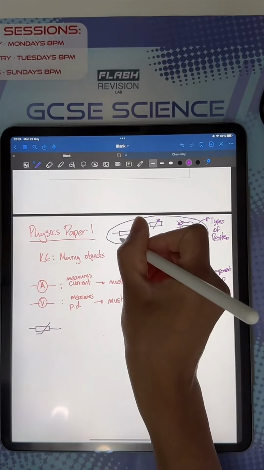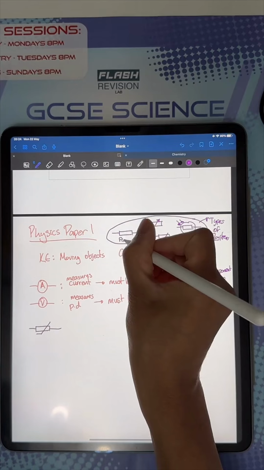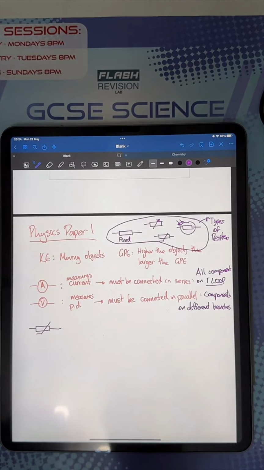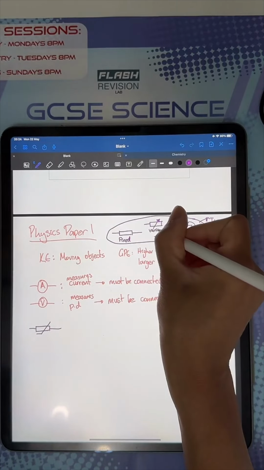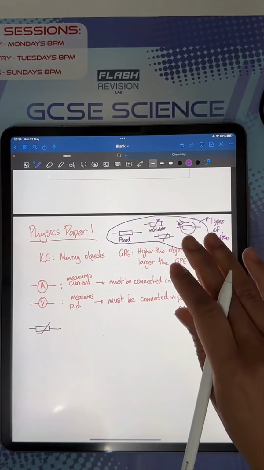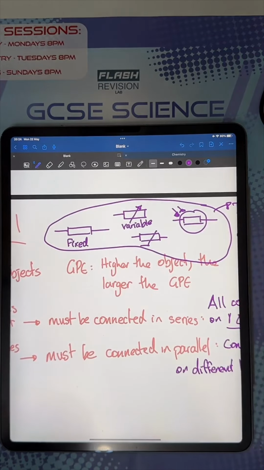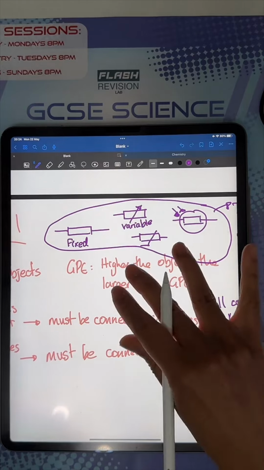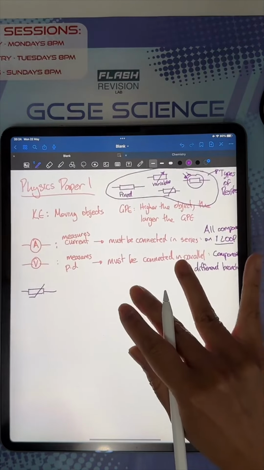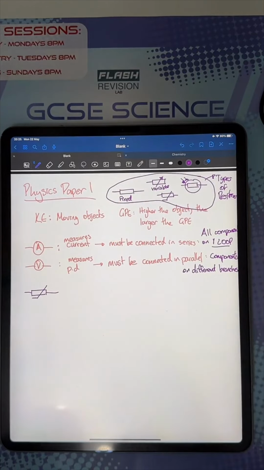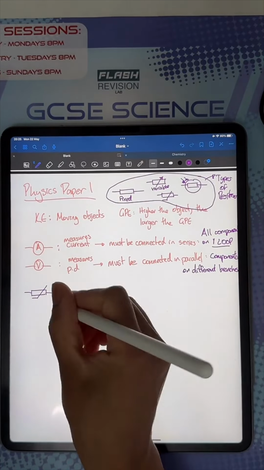Okay, this is a fixed resistor. The resistance of this is always the same. You can't change it. This is a variable resistor. You can change the resistance of that. You control it with the dial. A thermistor is a variable resistor that is controlled by the temperature of the surroundings.